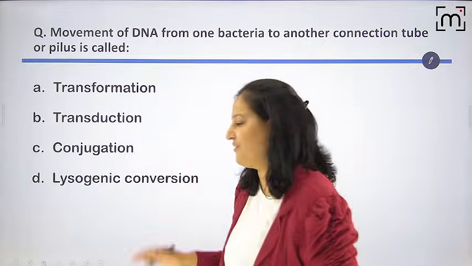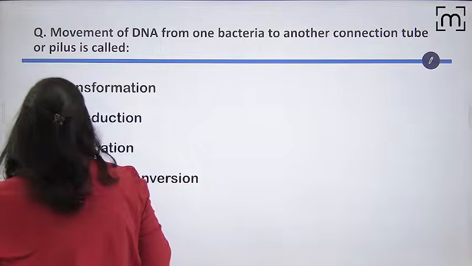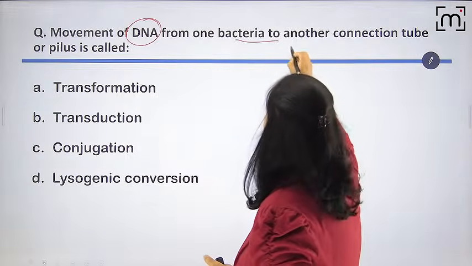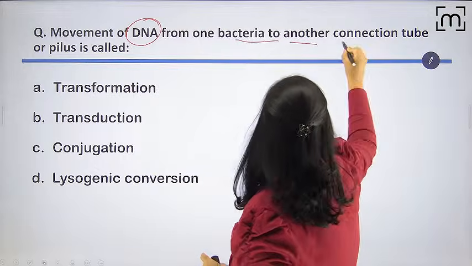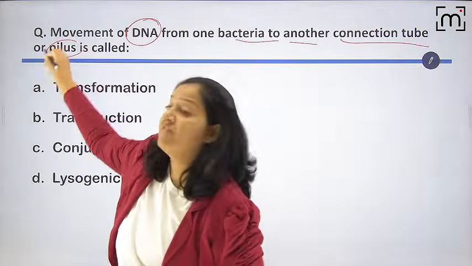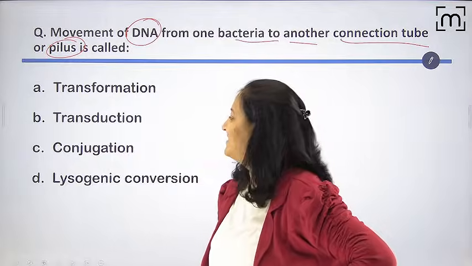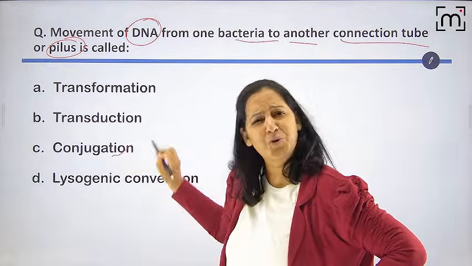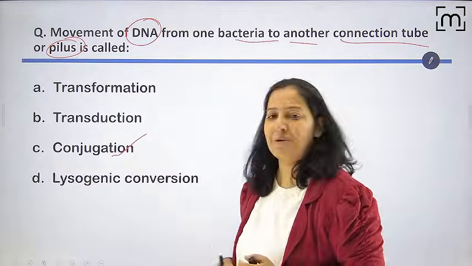Now the next question in front of you. Read the question, tell me the answer. Movement of DNA from one bacteria to another via conjugation tube, or via pilus, via fimbriae. What is it known as? Yes, everyone is right. You people are too fast. Very good. So the correct answer is conjugation.